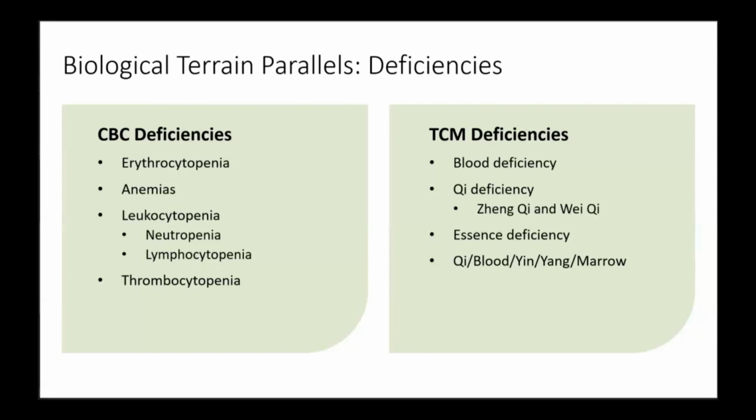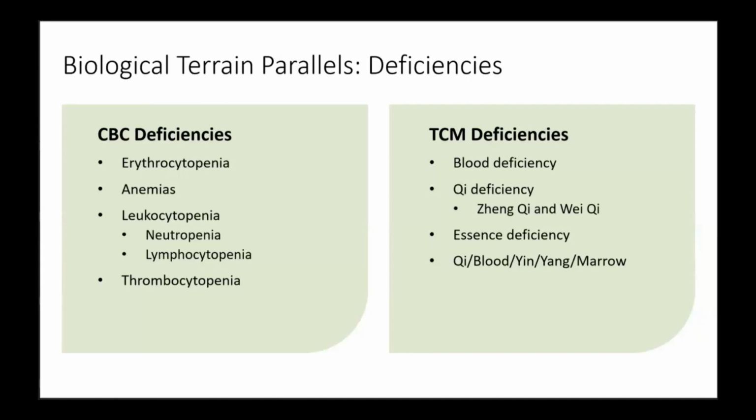Deficiencies in the complete blood count, red blood cells, erythrocytes, right? Anemia, white blood cell deficiencies, neutrophils and lymphocytes, thrombocytopenia, platelets, right? Then on the right, you have TCM stuff like blood deficiency, which can be anemia, but it can be a bigger thing than that. Blood is a bigger concept in Chinese medicine. It houses the nutrients, it houses the blood, the white blood cells and things like that.